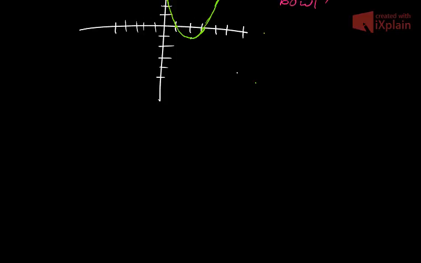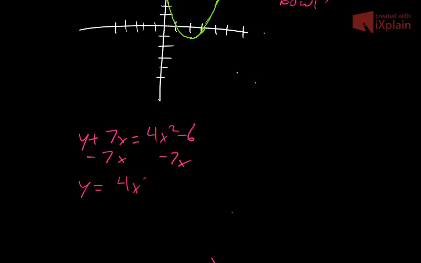So an example of that would be if I have y plus 7x equals 4x squared minus 6. And to figure out if something's a parabola, all I need to do is solve for y. So to get y by itself here, I'd subtract 7x from both sides. I would end up with y equals 4x squared minus 7x minus 6. If we notice, I have ax squared, a bx, and a c. So I am all good to go, it is a parabola.